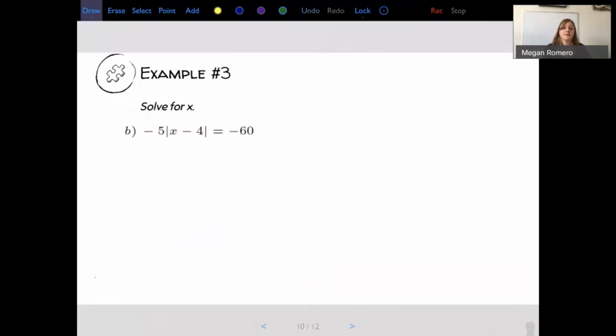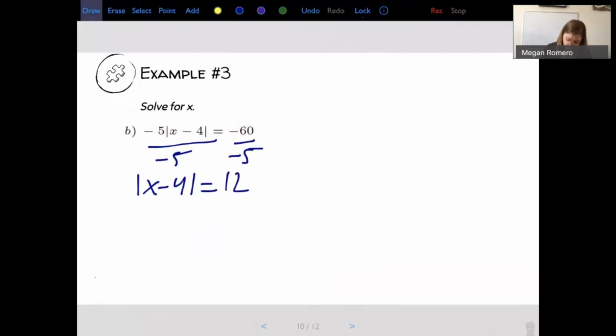Next, example 3, part B, solve for x. So looking at part B, we have negative 5 being multiplied by absolute value of x minus 4 equal to negative 60. Again, we isolate the absolute value before we determine if there's a solution or not. We divide both sides by negative 5, and we have absolute value of x minus 4 equal to negative 60 divided by negative 5 is positive 12. So we have our absolute value equal to a positive number, so we can continue on.